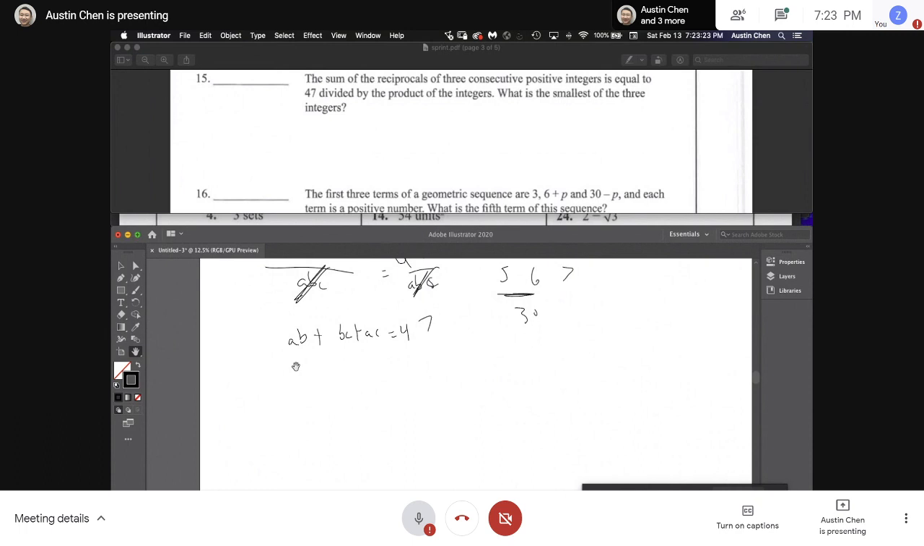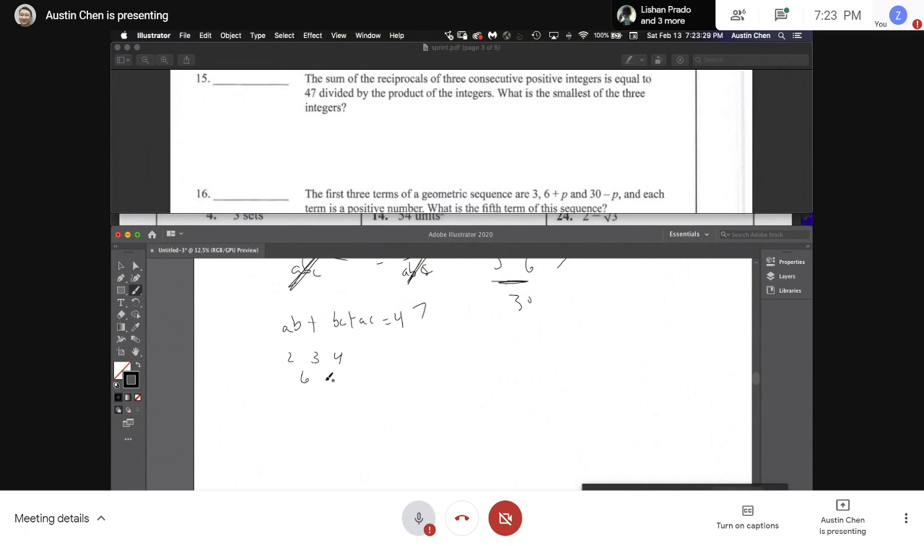So let's say we try 2, 3, 4 first. We can see that this is 6, 12, and then 8. If we add, this is 26. Not enough. So let's go one step up. 3, 4, 5. This is going to be 12. This is going to be 20. This is going to be 15. Then we have 27 plus 20, which is 47. There we go, we got it. So that was very fast.